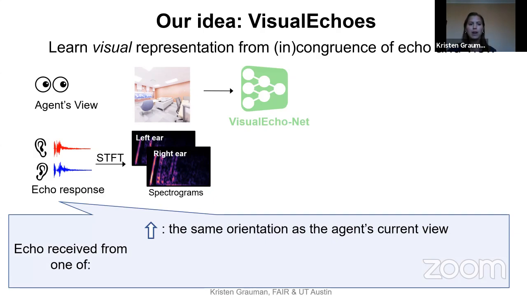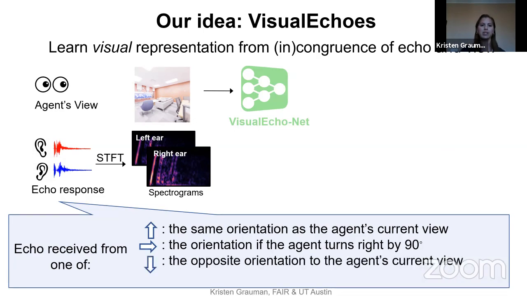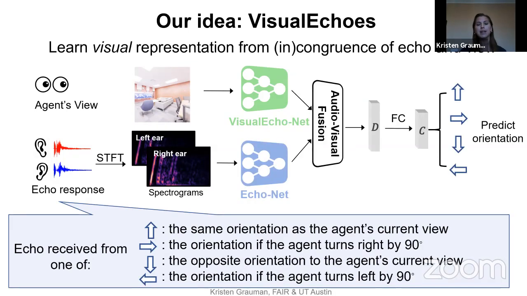During training, we want the system to be capable of saying whether or not those two streams are congruent. It may be the case that the echoes received go in the same orientation as the agent's current view, or it may be that these are echoes that we've sampled from the agent's perspective if it were to turn by 90 degrees, or to face the other direction, or to face 90 degrees to the left. The self-supervised classification task is to take both of these modalities and predict which of those directions is correct. In other words, is it aligned, or is it off by which of those different degrees?